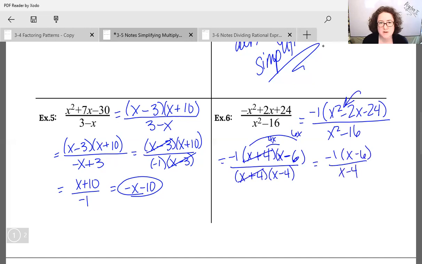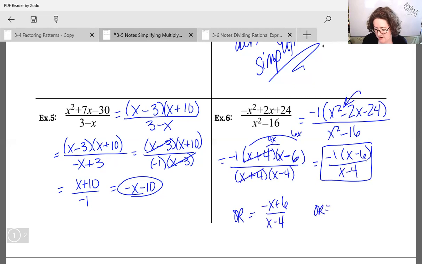And this is one of those scenarios where you could write this a few different ways. I don't really like having that -1 sitting out, but this is not incorrect. You could also write it as -x plus 6 over x minus 4, or you could multiply it out on the denominator and have x minus 6 over -x plus 4. Again, lots of different ways you could write this out.